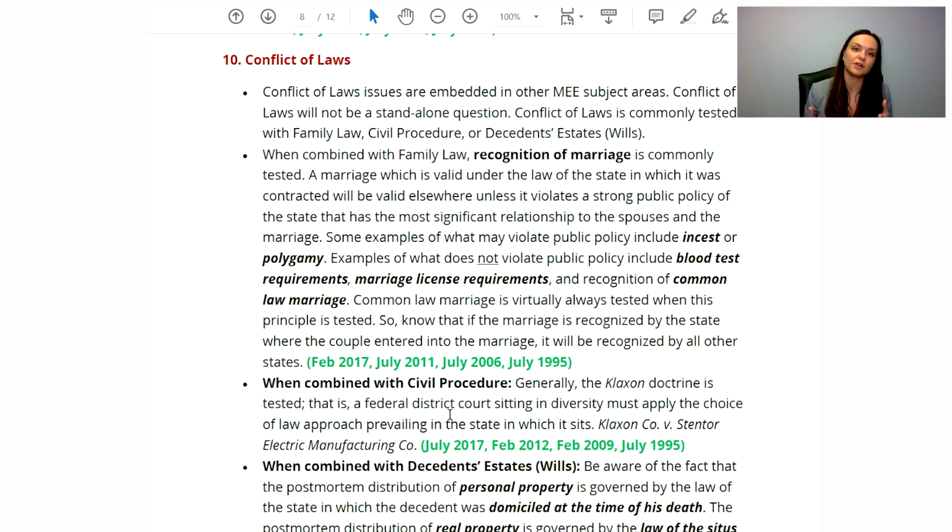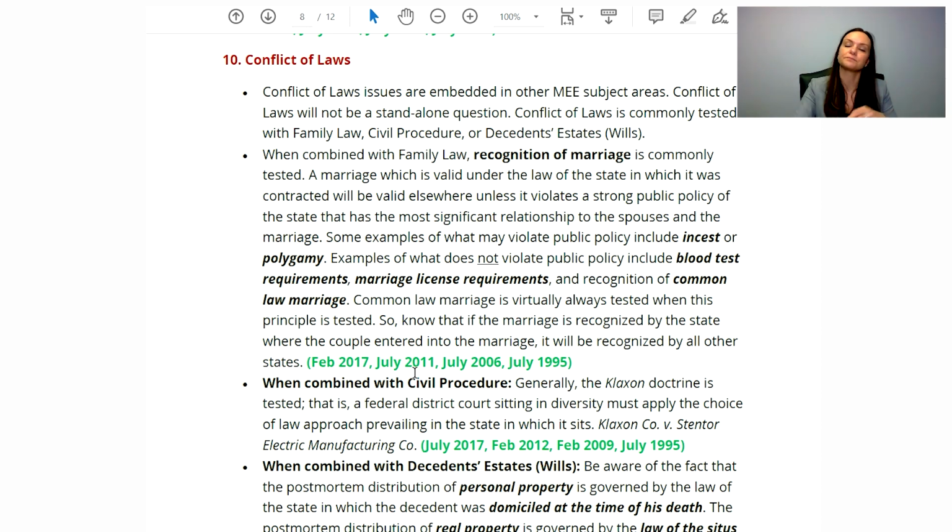Whenever we see conflict of laws crossed over with these subjects, they're tested in rather predictable ways. So for instance, when it comes to crossing over family law and conflict of laws, what they're usually testing is the recognition of marriage. And usually they're testing this within the context of common law marriage.